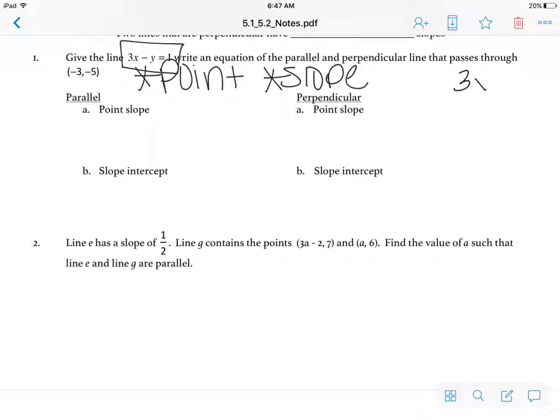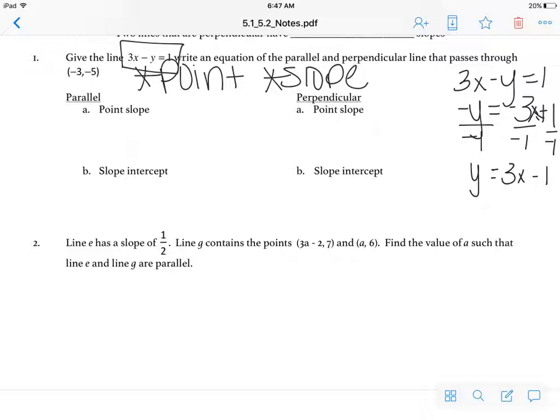We've got 3x minus y equals 1. So we're going to get y by itself and subtract 3x. If I subtract 3x from both sides, I get negative y equals negative 3x plus 1. And then we want to divide by negative 1 to get y completely by itself. So you get y equals a positive 3x minus 1. What's important here is the number that's in front of the x.